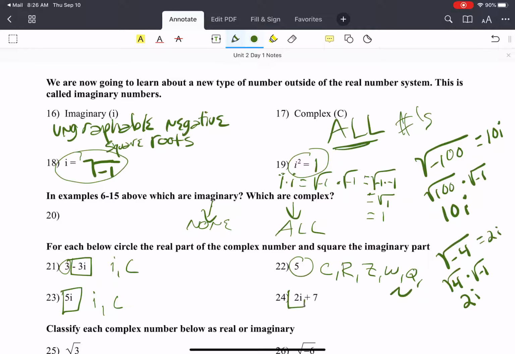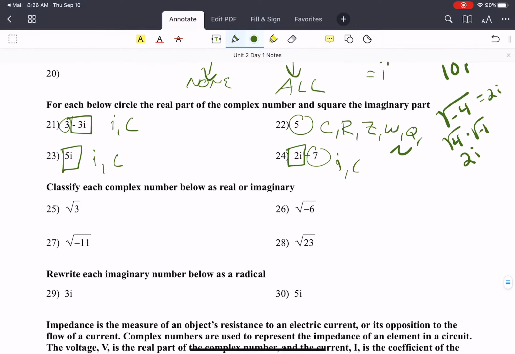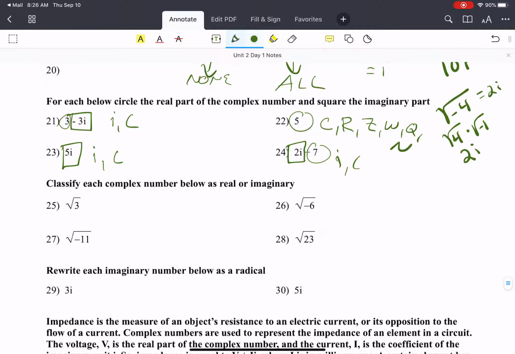And on 24, that's the imaginary part, that's the real part, but in general, because there's an imaginary part, it's ungraphable, so it's I and C again. Good? Okay, I want to know here, for 25, is that real or imaginary? Real.